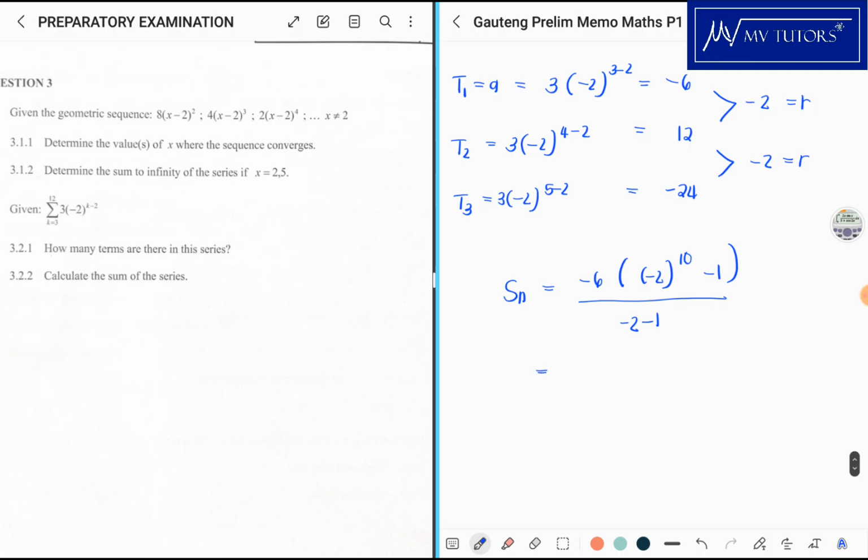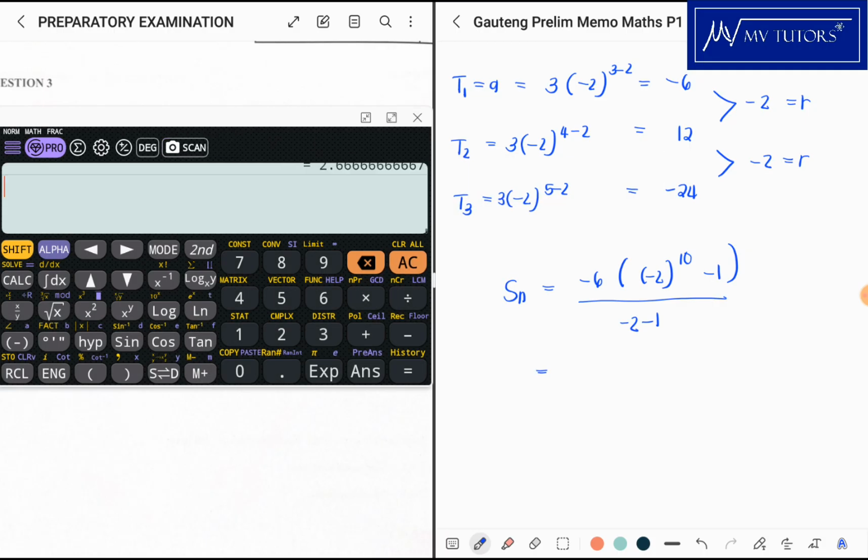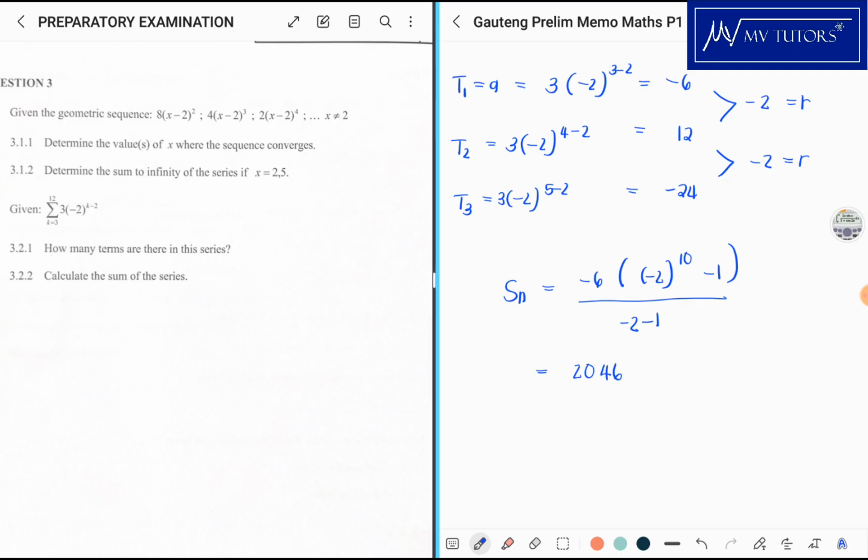Again, put this all in the calculator. Let us work to save time. So we have minus 6 multiplied by minus 2 to the power 10, minus 1. Yes, just be careful with the calculator there. Minus 2 minus 1, that's minus 3. And we have our answer there. It's 2046. So yeah, that's it for question 3.